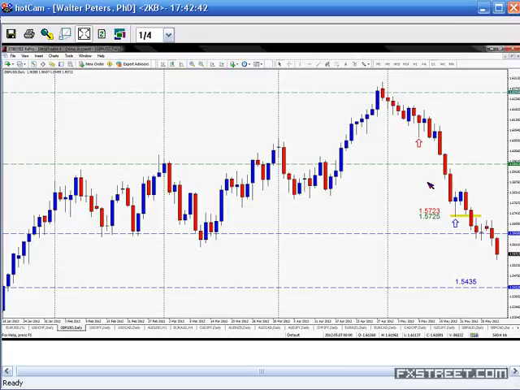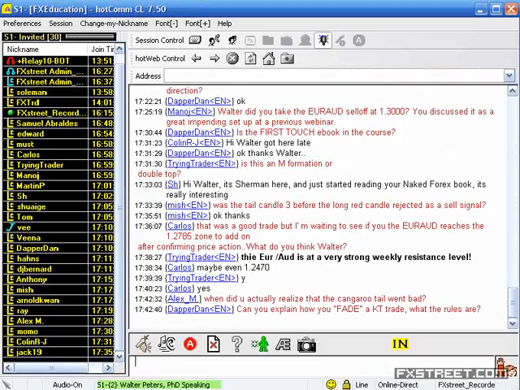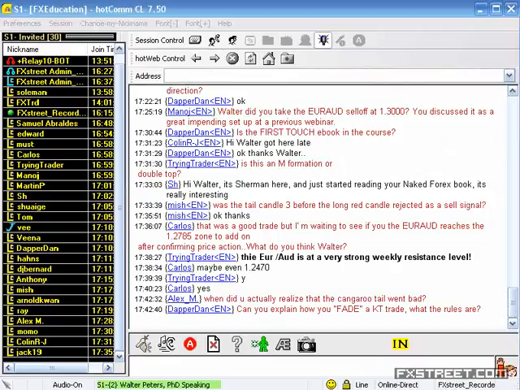Alex says, when did you figure out that the kangaroo tail went bad? Yeah, let's talk about it. This is great, fading kangaroo tails is good fun. Let's talk about it. Okay, this is how it works.